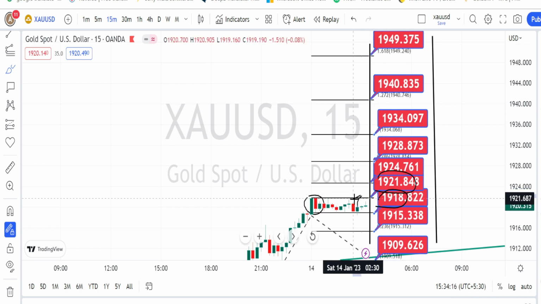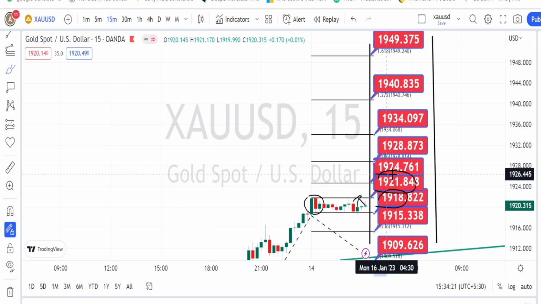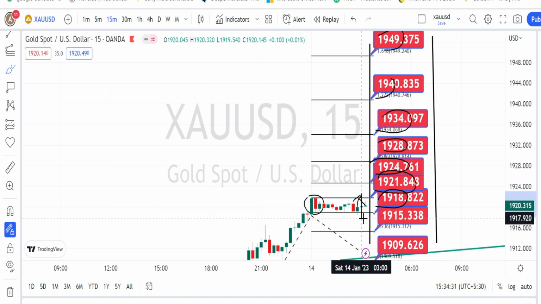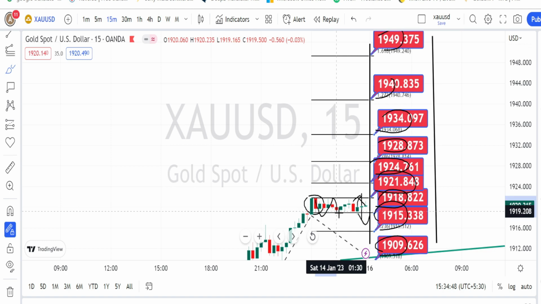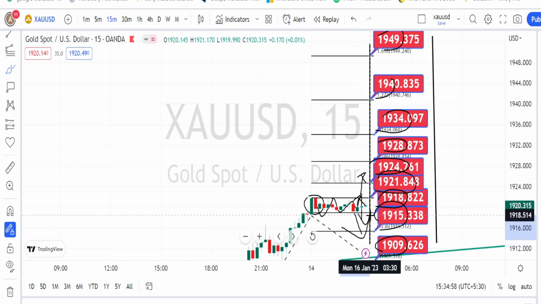And if the price action breaks this resistance level of 1921, next level of resistance is going to be around 1924, 1928, 1934, 1940 and 1949. And if the price action breaks this support level of 1918, next level of support is going to be around 1915 and 1909. So wait for the price action to give a breakout from this consolidation or the sideways price action on a direction breakout, based on which you can take a directional trade in 15 minutes time frame.